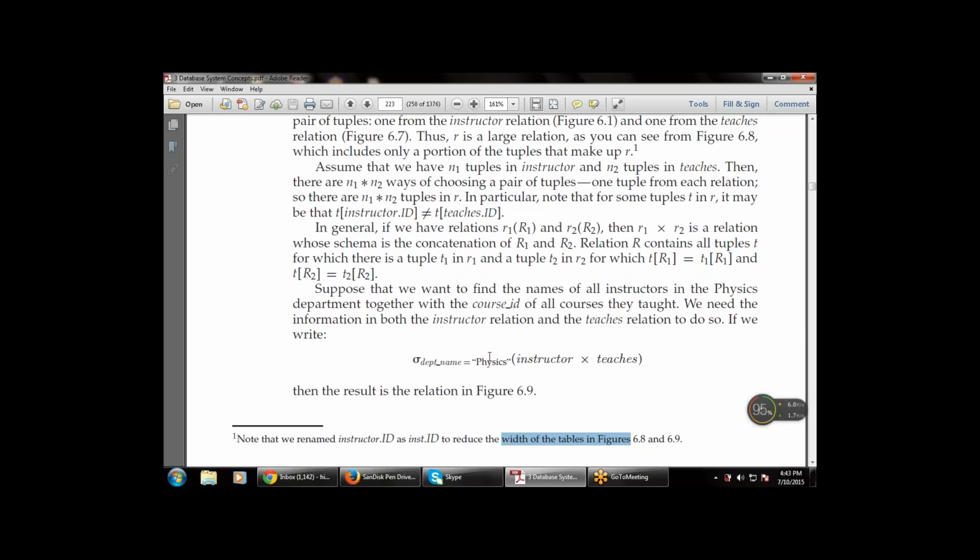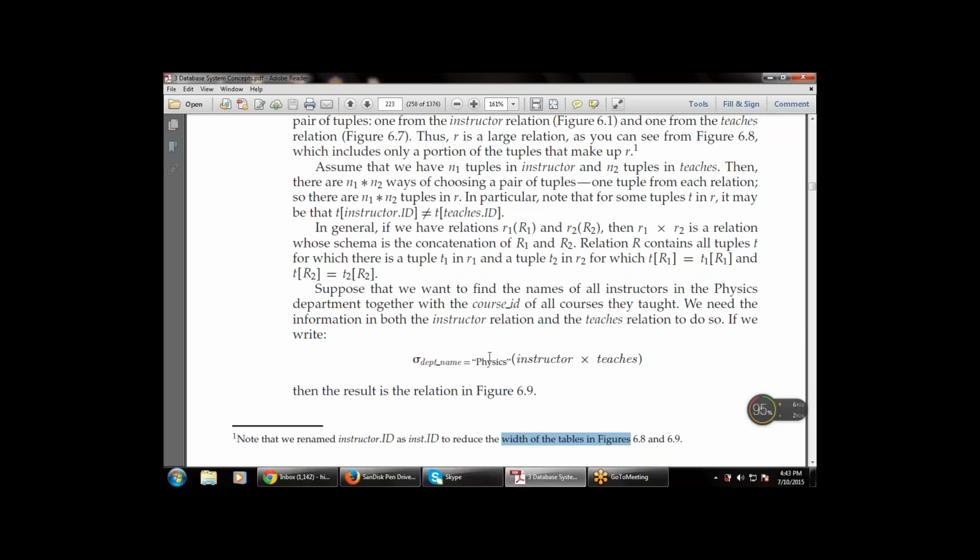Suppose we want to find the names of all the instructors in the physics department together with the course IDs of all the courses that they taught. We need to find the information in both the instructor relation and the teaches relation to do so.